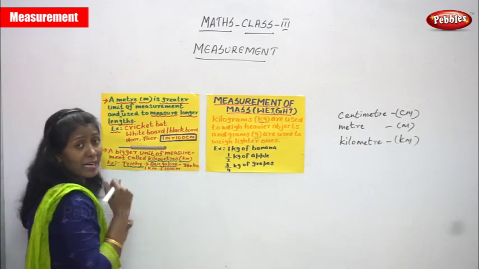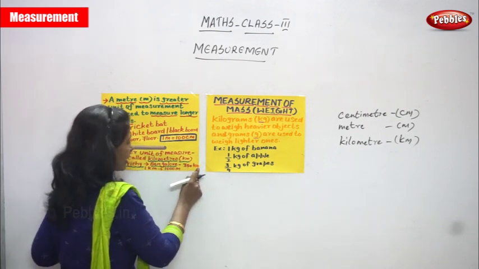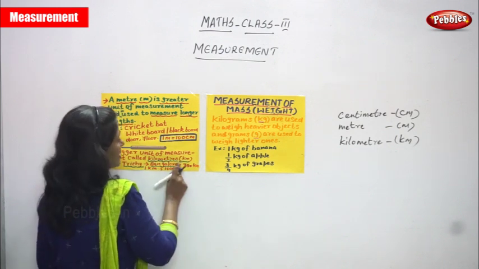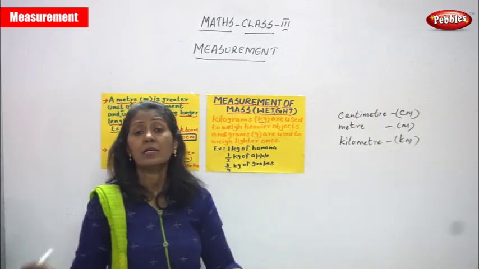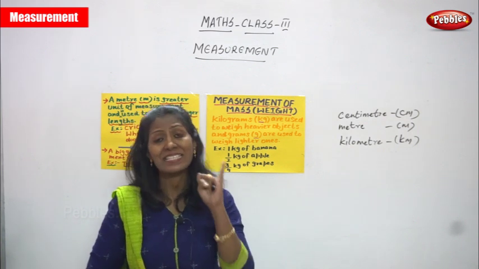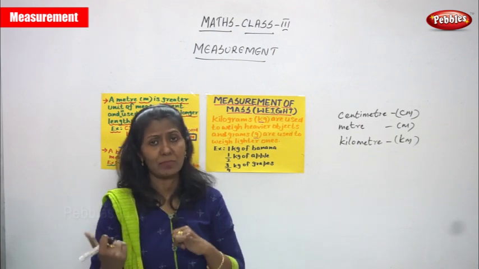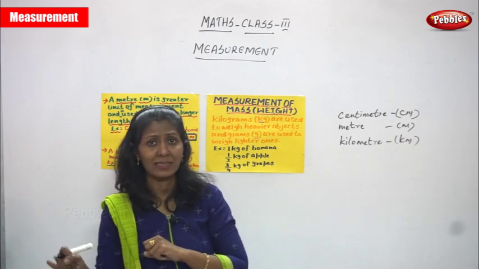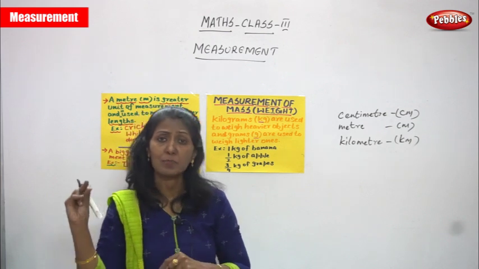If you want to travel from Trichy to Bangalore, how many kilometers are you going to travel? 350 kilometers. So this is a bigger unit. Kilometer is a bigger unit, and it is a very far distance. A very far distance means we measure in kilometer. Smaller unit means centimeter. A smaller length is measured in centimeter, that is called a smaller unit.